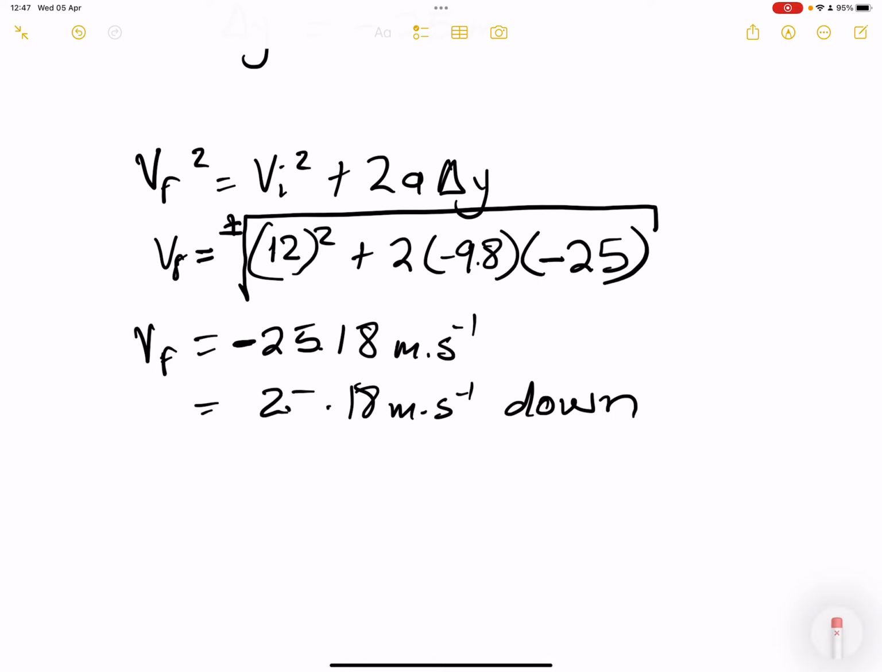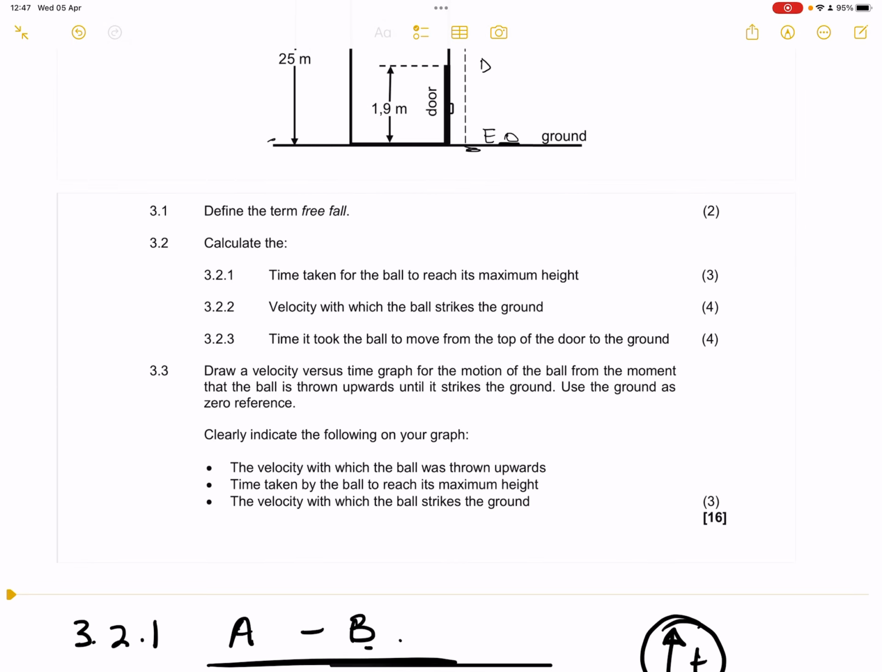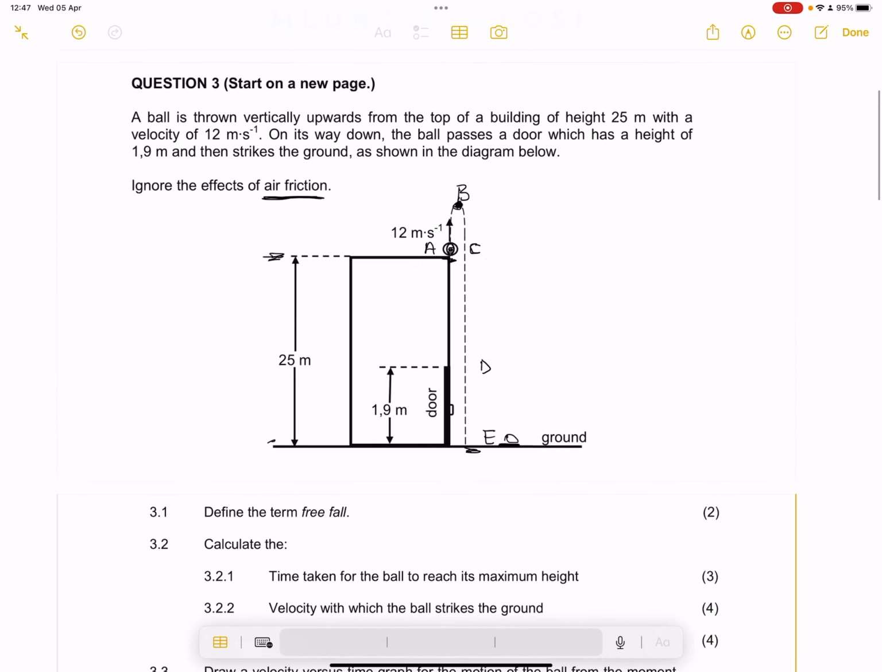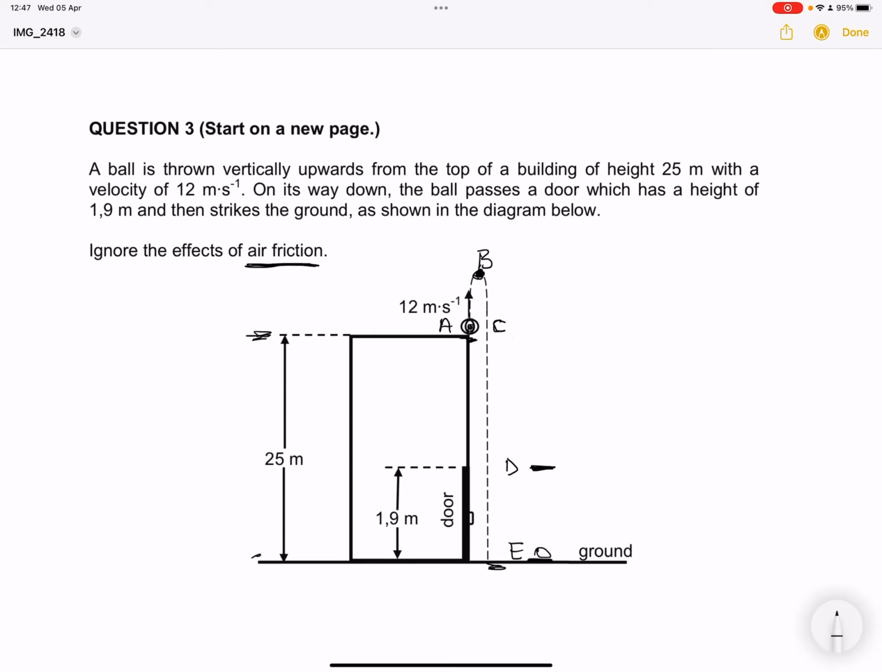So that's 25.18. Let me write that nicely. Okay, 25.18 meters per second downwards. Okay, right, now let's go on to the next question. They say calculate the time it took the ball to move from the top of the door to the ground. Okay, so now we're saying, all right, we need to find out how long it took for the ball to move from this position here, which is the top of the door, right up until it reached the ground right there, right?